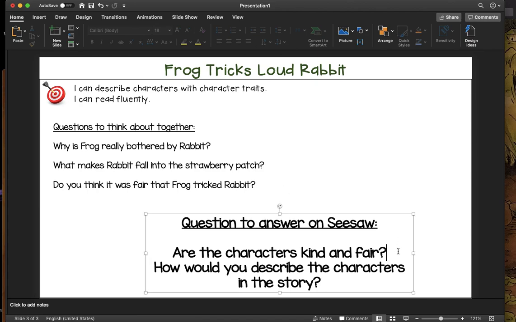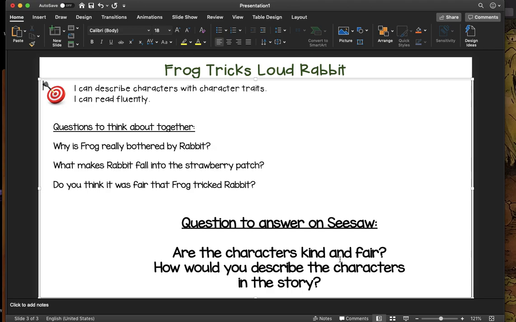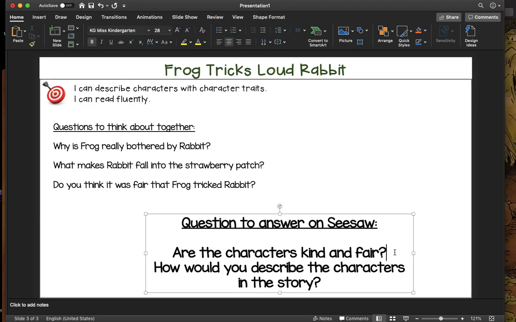All right, and then what I want you to do for your Seesaw assignment, again, you can write this on paper or write it directly onto your Seesaw assignment as a note or drawing. But this is what you are going to submit to your teacher. Are the characters kind and fair? So who are the characters again? Good, Frog and Rabbit. Are they kind and fair?